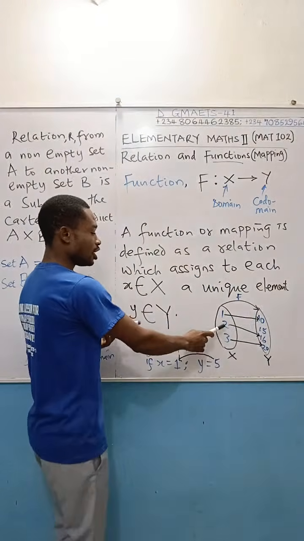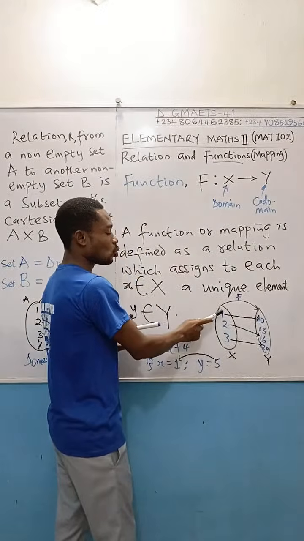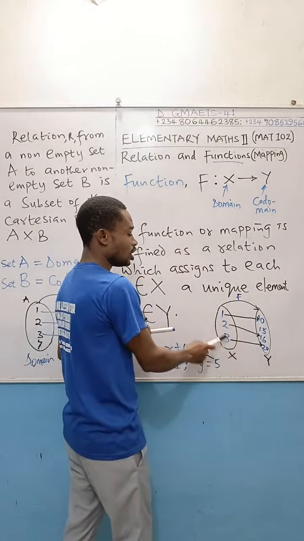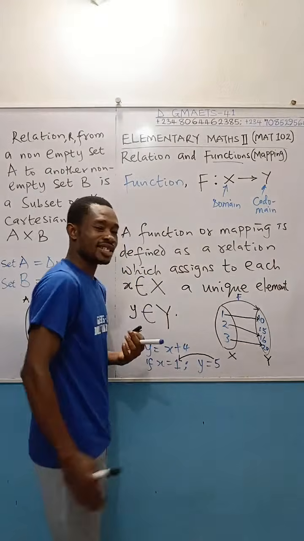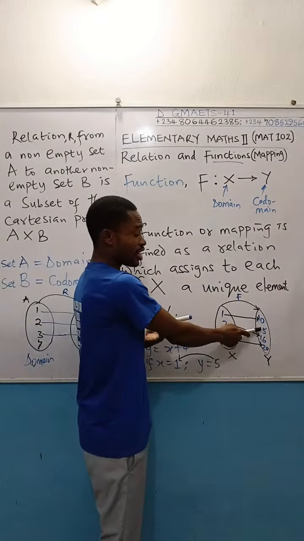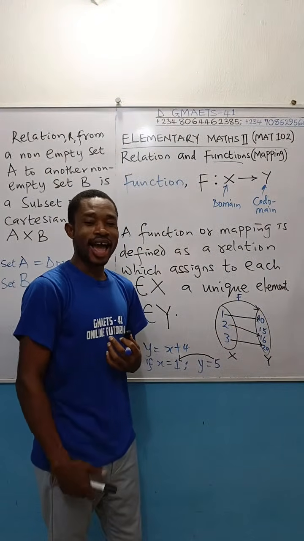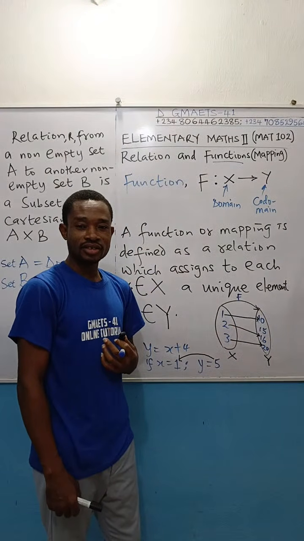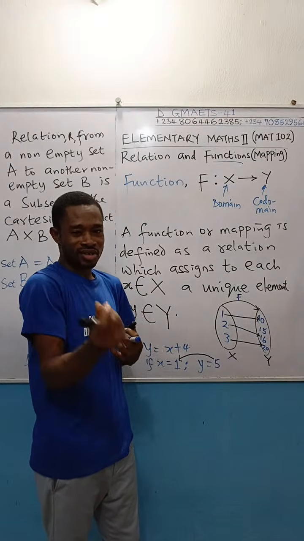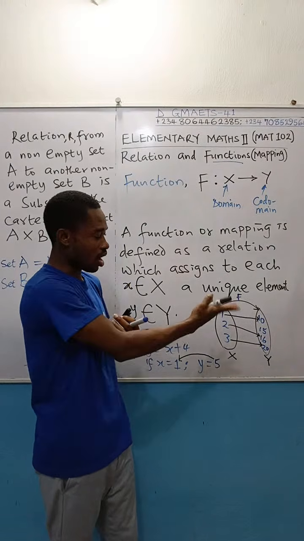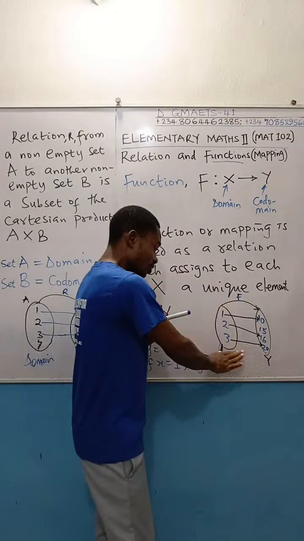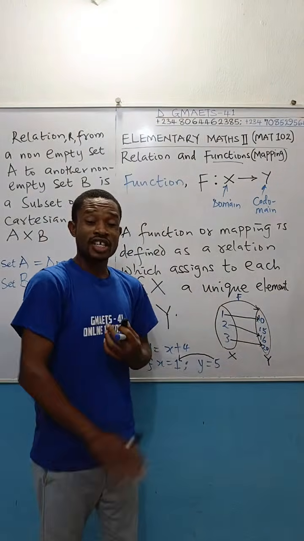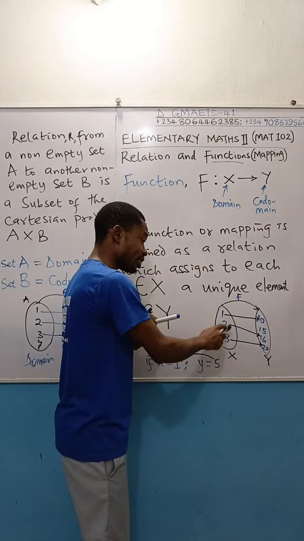In this case, the domain produced some. For example, 1 as a domain produced 10. 2 produced 16. 3 produced 20. This is some, because you can see that 15 does not have any linkage there. So the domain just produced some of the elements in the codomain. Are you following, right? But even at that, the diagram you are seeing here on the board is a function.